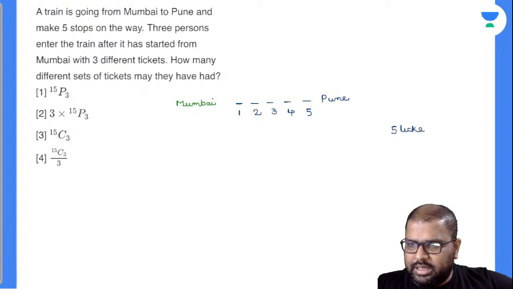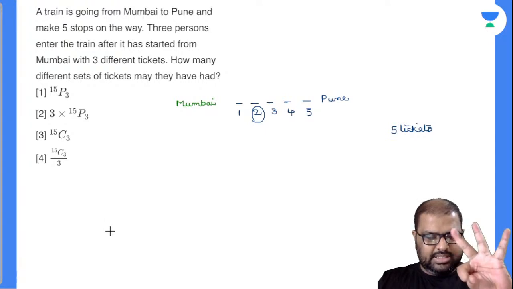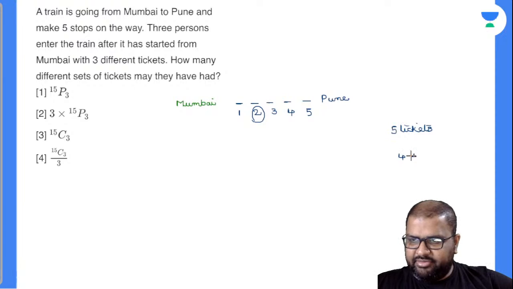Okay. Coming to the next one. If Sumit entered at station 2, he might drop at station 3, station 4, station 5, or Pune. How many different sets of tickets might be here? 4 tickets.